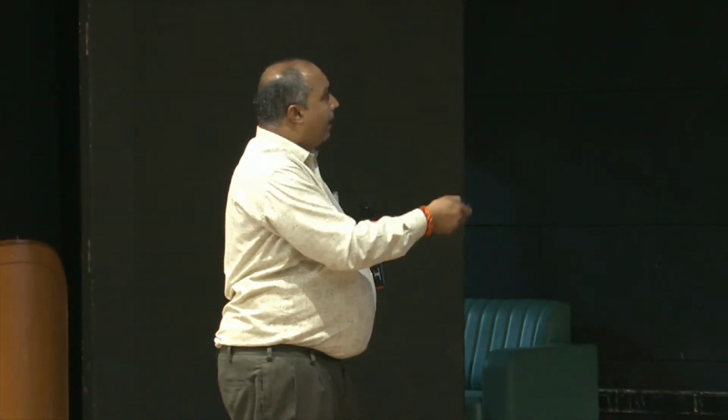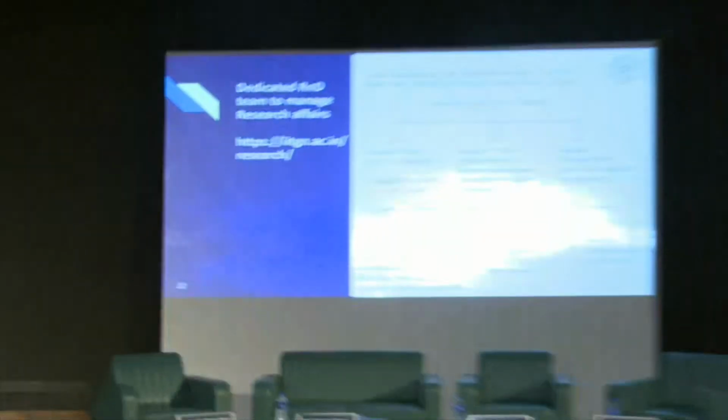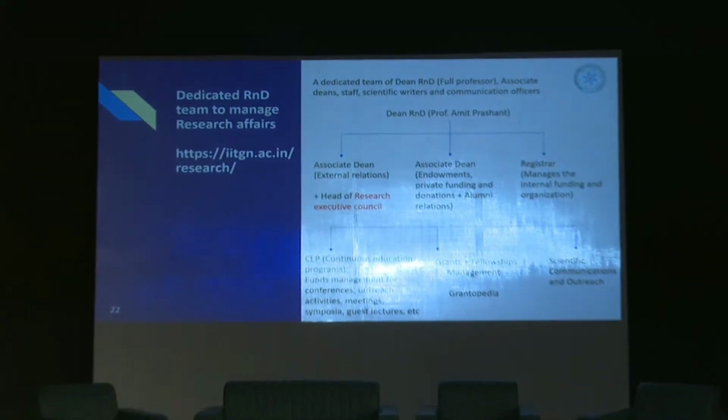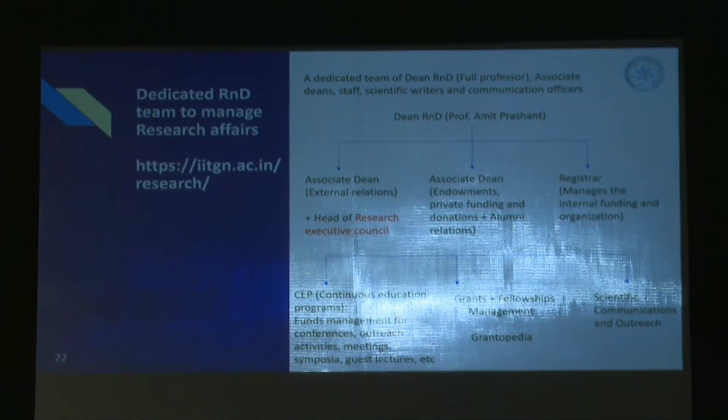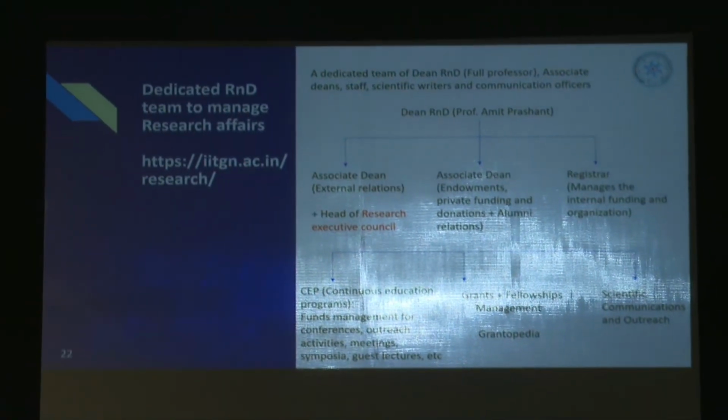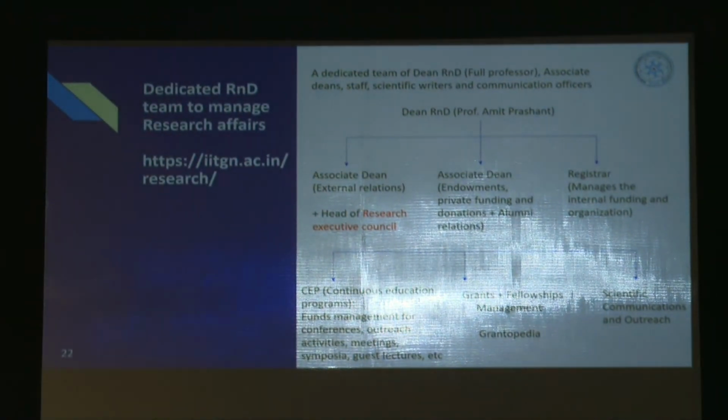So how do we divide the team? We have at the head the team of research and development. And then we divided that into 3 components. One is the dean of the external relations, which is the external funding agencies, right? And then we have the dean who talks with private funding, like private donations, endowments, alumni, and then we have the registrar.